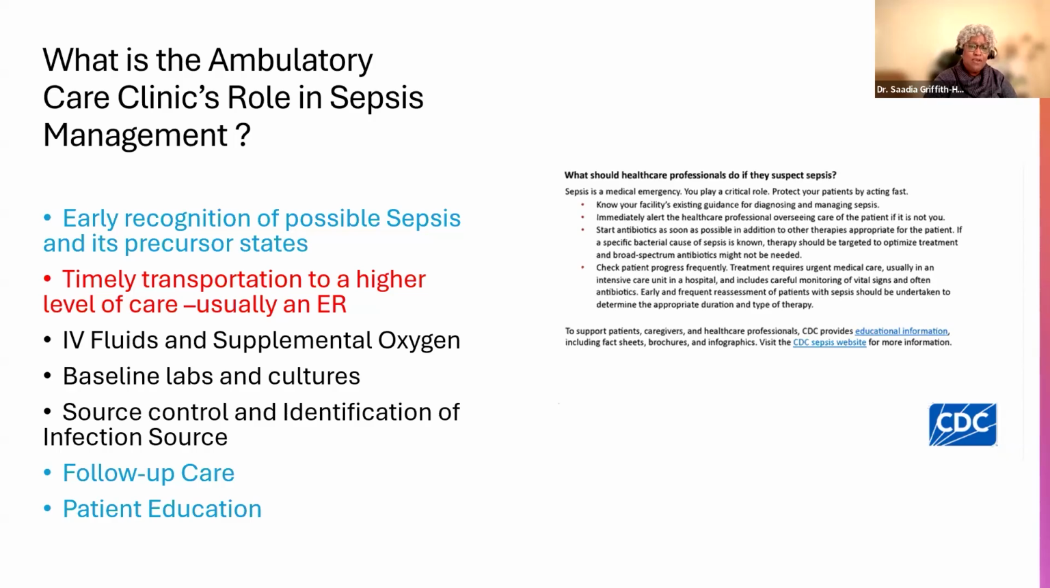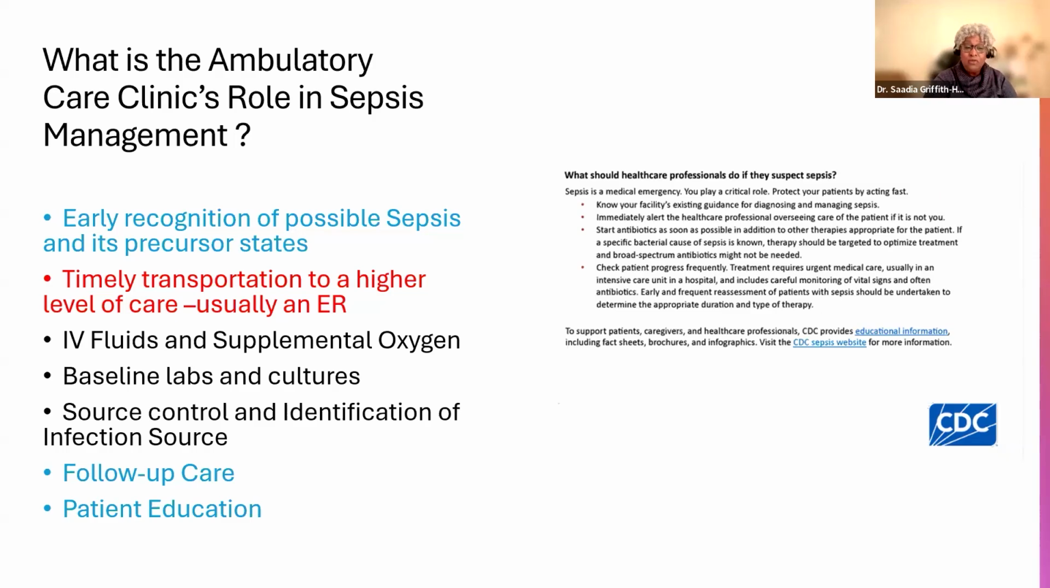But in an ambulatory care clinic's role in sepsis management, I think it is this early recognition of possible sepsis and its precursor states. Hopefully, you are making a diagnosis in a precursor state situation. As we said, many patients have come to the office the week before. Timely transportation to a higher level of care, I put that in red, is usually an emergency room.